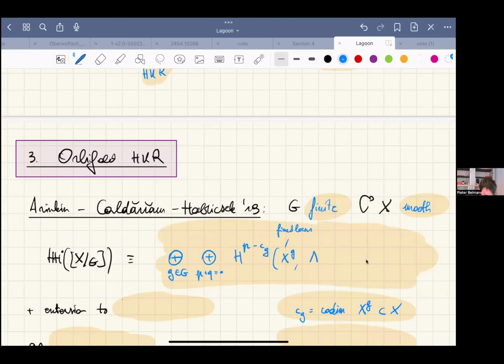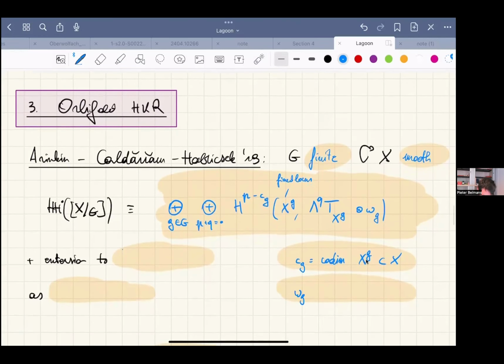And then we take wedge Q of Txg. This is something we recognize from the HKR decomposition, but we have to slightly twist this by an omega g. And what is omega g here? This is the determinant of the normal bundle. Don't worry, I'm just stating this to give you a flavor of the statement. We're not going to do many calculations with this. And then finally, G is acting on all of this.